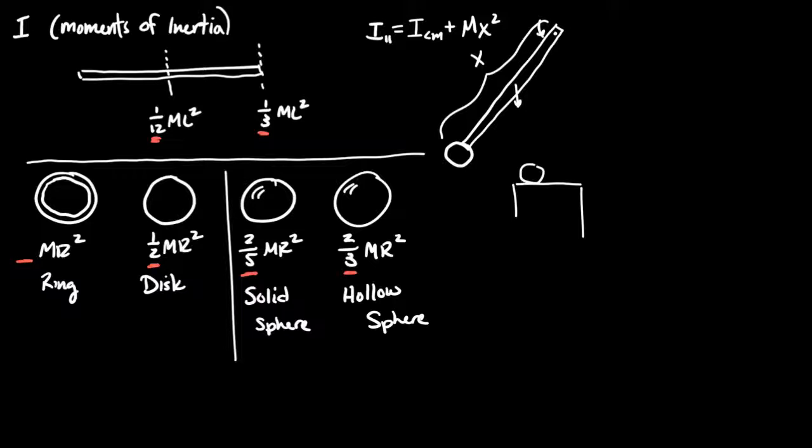So these aren't accidental. You put all four of these on a ramp, the solid sphere makes it to the bottom first. The ring will be last. The one that's hardest to turn makes it down there last, while the one that's easiest to turn rolls with more acceleration.